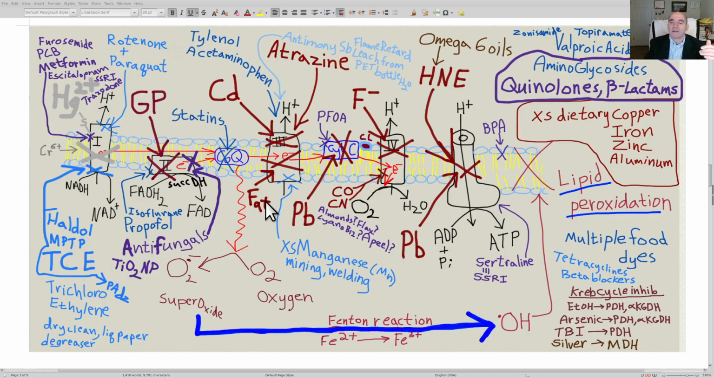But I'm making the point here about stacking up the straws on the camel's back until it breaks. You hit a threshold and you start destroying cells and losing cells. And the way you avoid that is you can avoid all this. You can avoid atrazine. You can avoid F minus. You can avoid cooking oils and HNE, hydroxynonenal. Okay.